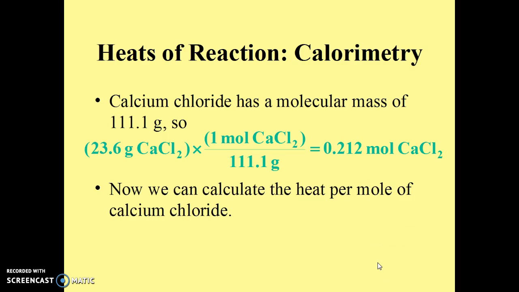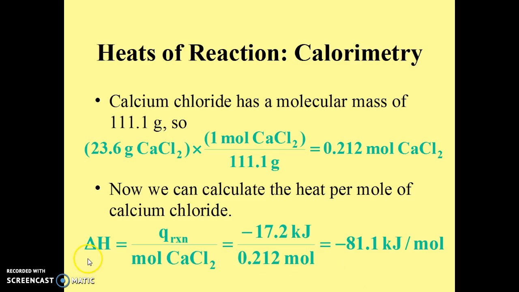We can now calculate the heat per mole of calcium chloride because we know the total heat that was put out by the calcium chloride into the calorimeter. So that delta H, the enthalpy of the dissolving, is equal to the Q of the reaction per mole over to the moles of calcium chloride. And that's minus 17.2 kilojoules. We had to change the sign because the heat's coming out of the calcium chloride dissolving. We're going to divide it by the total number of moles, which we have from up here, 0.212. And when we do that, we get minus 81.1 kilojoules per mole.